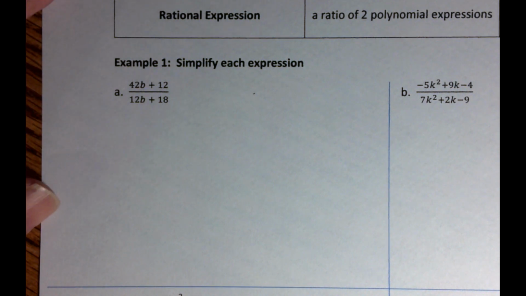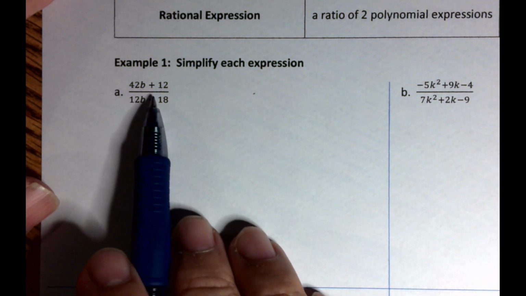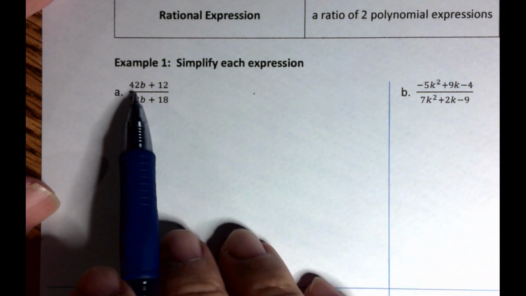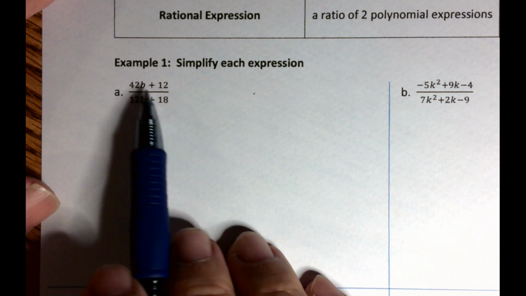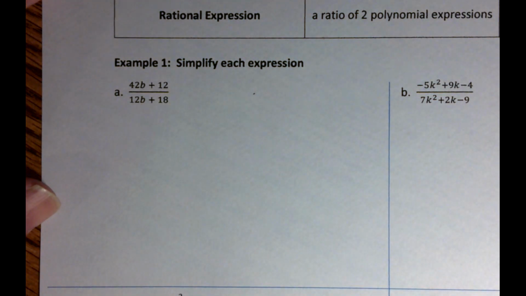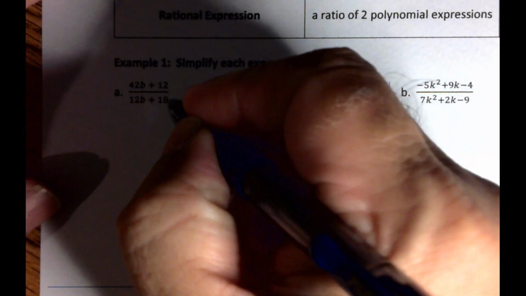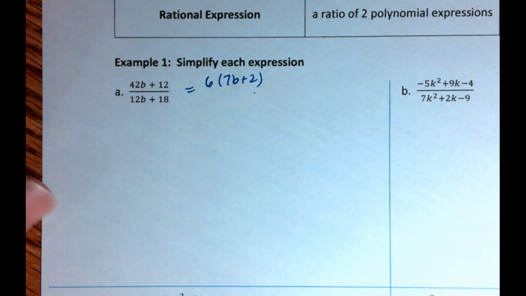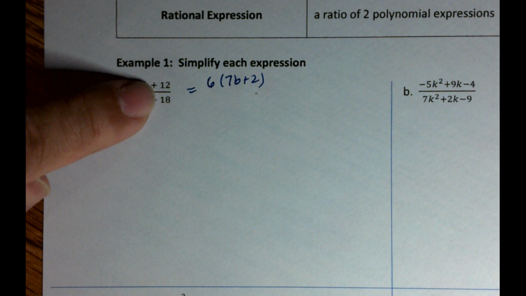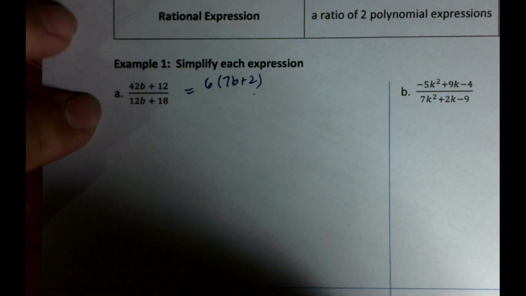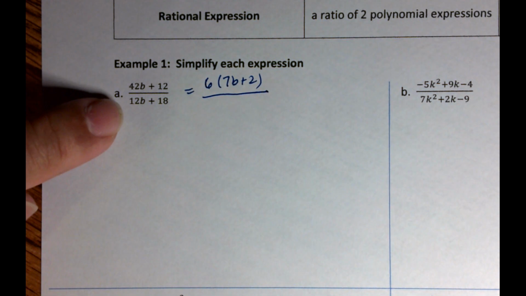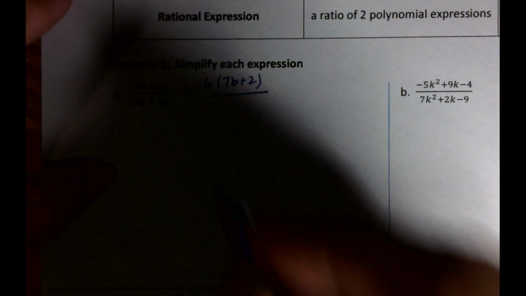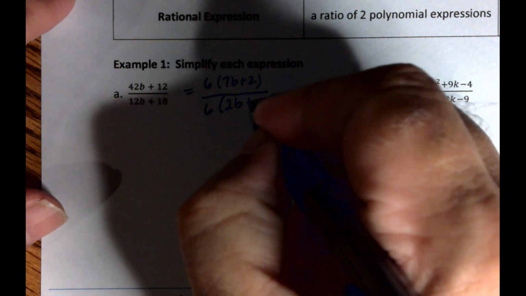All right, so what we're going to do here is first thing we're going to do is factor out the numerator and denominator. So in the numerator, there's a common factor of 6. Right? This is the most missed factoring problem where people don't factor out a common factor. Okay, in fact, that was a problem on the last test. So we take out a 6, and it's 7b plus 2, right? 6 goes into 42 7 times. 6 goes into 12 twice. We're going to do something similar to the denominator. There's a common factor of 6 again. All right, so that's going to be 2b plus 3.